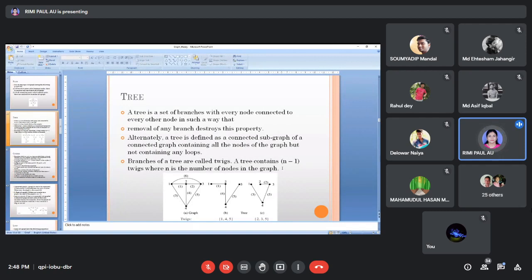A tree contains n minus 1 twigs, where n is the number of nodes in the graph. So how to find out? If you can find the number of nodes, you can say the number of twigs is n minus 1. There are 4 nodes in total, so 4 minus 1, 3 are the twigs. We can see 1, 2, 3, so 3 are twigs.